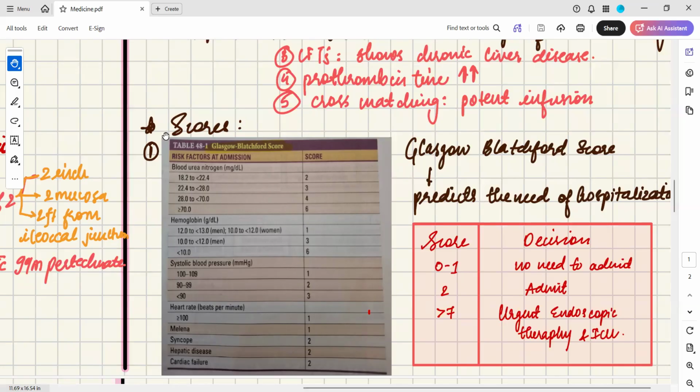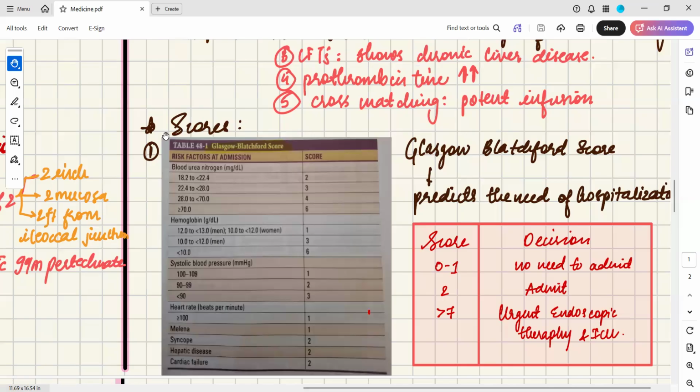If the score of the patient is more than 2, the patient needs hospitalization, and if the score is more than 7, the patient needs urgent endoscopic therapy and ICU. And if the score is 0 to 1, there is no need of hospitalization.